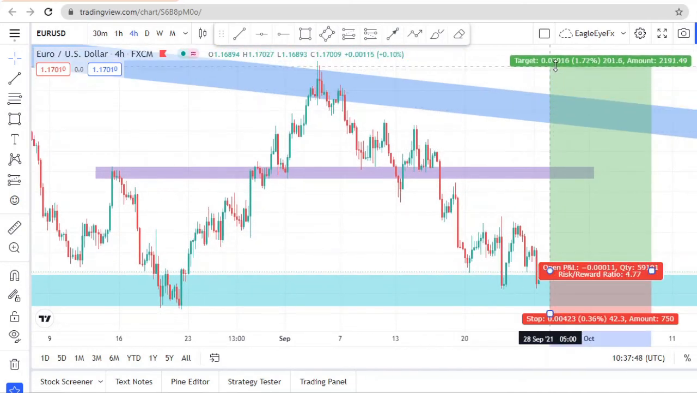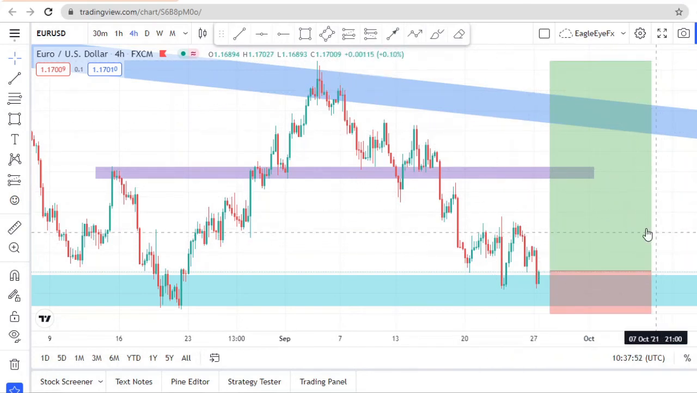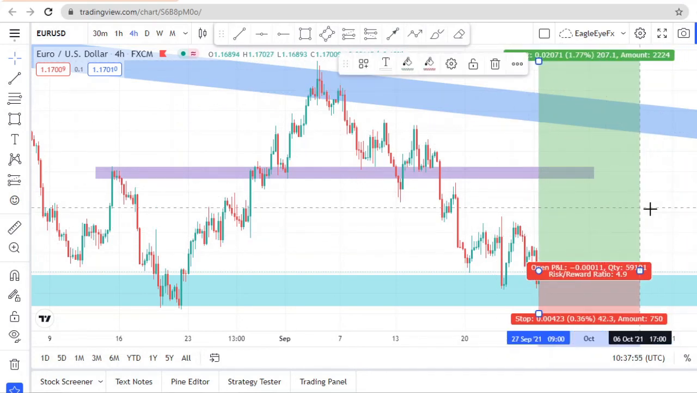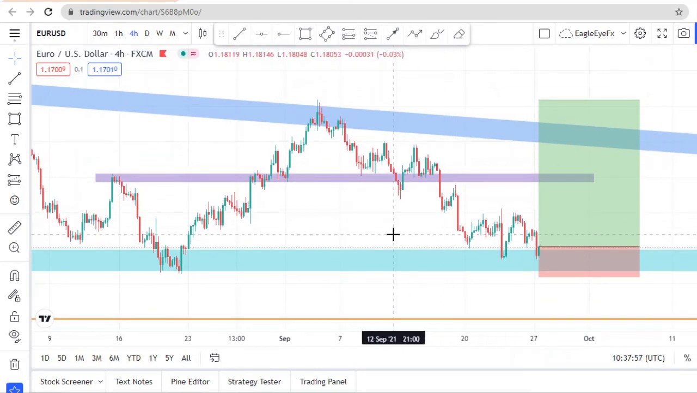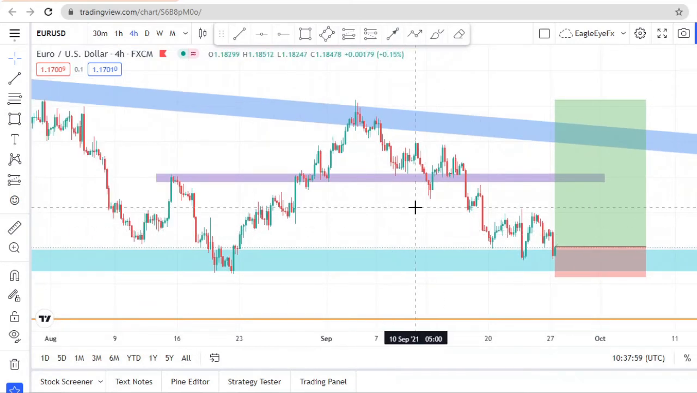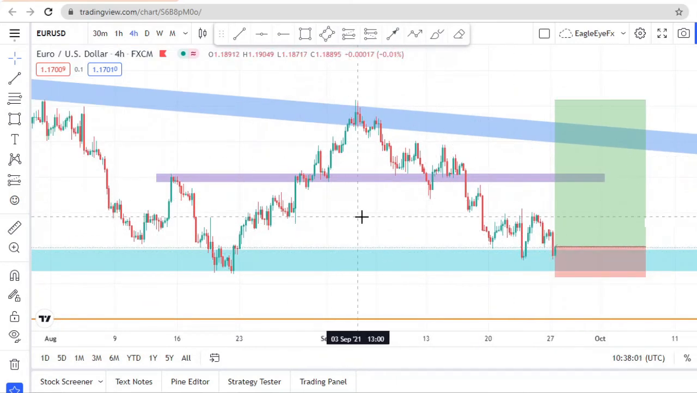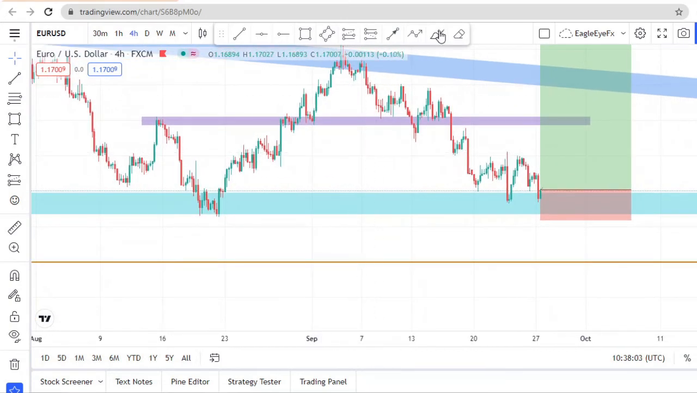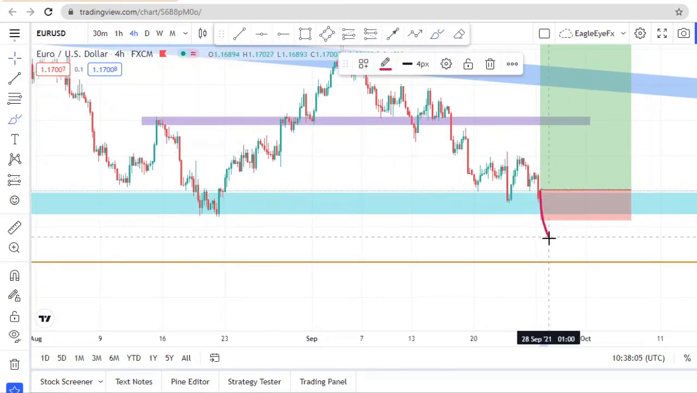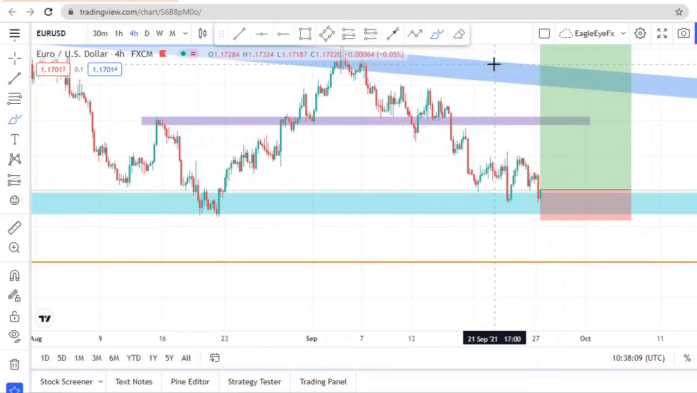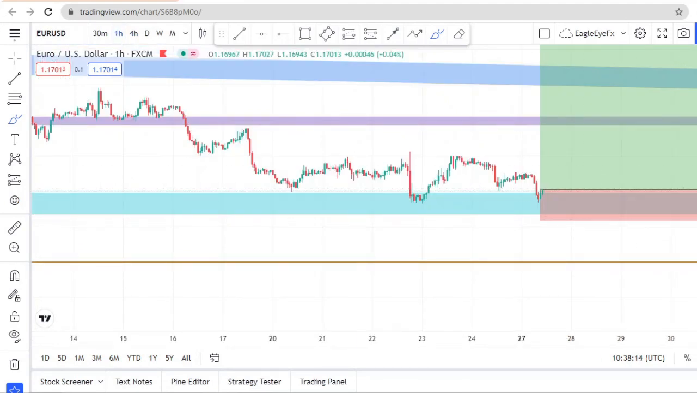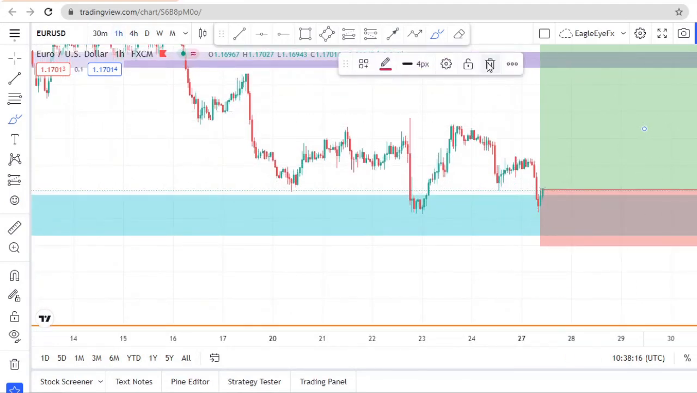I'm sure we can get almost a 4.9 RR. That means risking 1% of our capital to make almost 5 times our capital. What can make this market invalid is if it comes down, touches our stop loss, finds retest, and continues going down. All right, let me go to the 1-hour time frame and see. Let's delete this first.